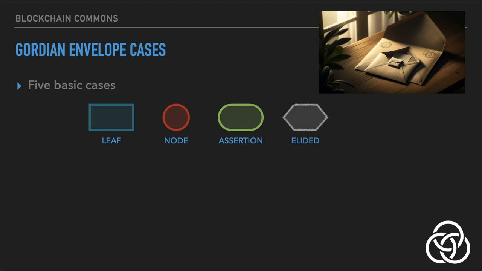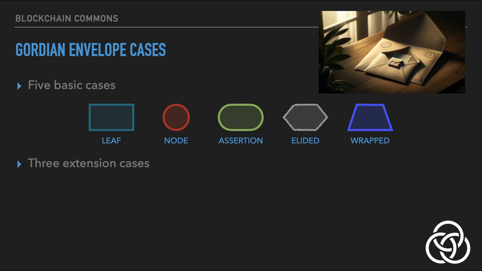An elided case is a digest left behind when a whole branch of the tree is replaced with just this node, which only holds that subtree's top-level digest. And the wrap node has as its sole child an entire envelope, and this allows you to add meta-assertions to the wrapped envelope. You'll see several examples of that in this presentation.